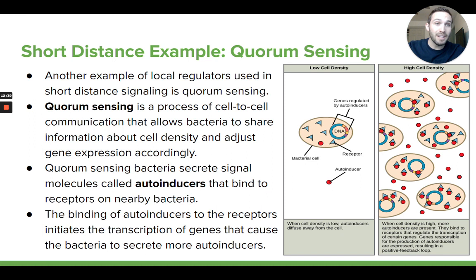And depending on the amount of cells around them, it's going to cause these cells to start doing certain things or not doing certain things. It creates a coordinated effort where all these cells will start doing something or will not start doing something.